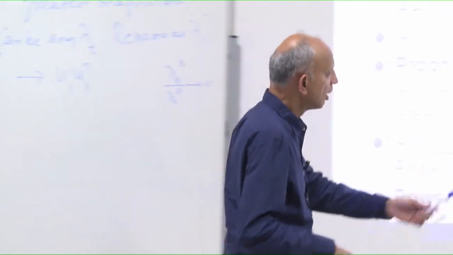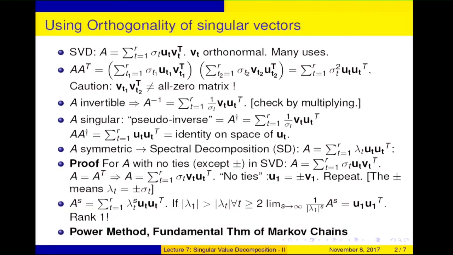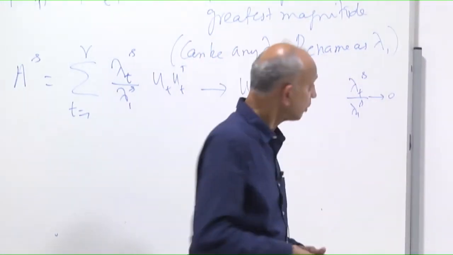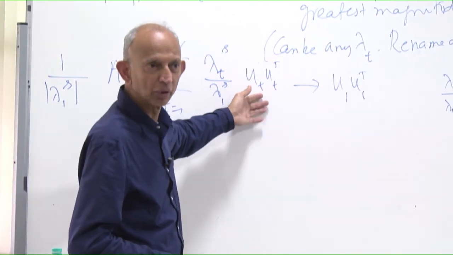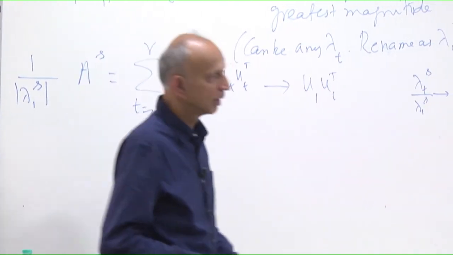But at the moment, I assume some strict gap exists between lambda 1 and lambda 2. Then it's true that I get to a rank 1. If it's not true, I mean, if lambda 1 and lambda 2 are equal, you won't necessarily get rank 1. You can get two terms here. Right?